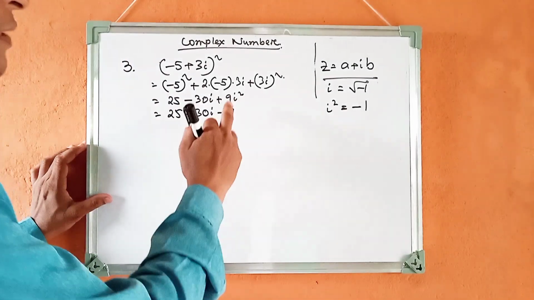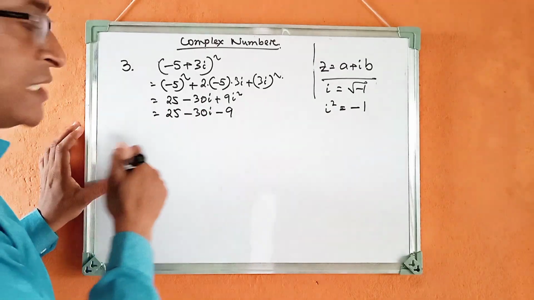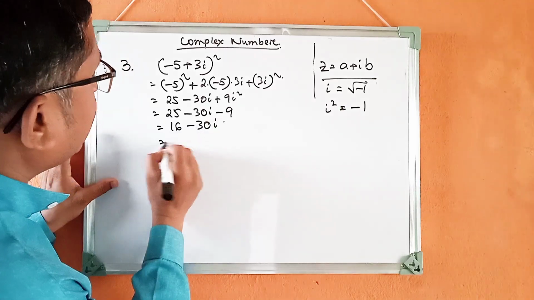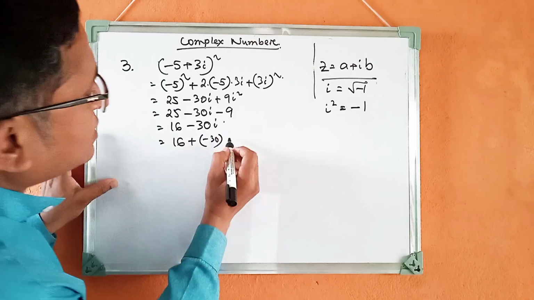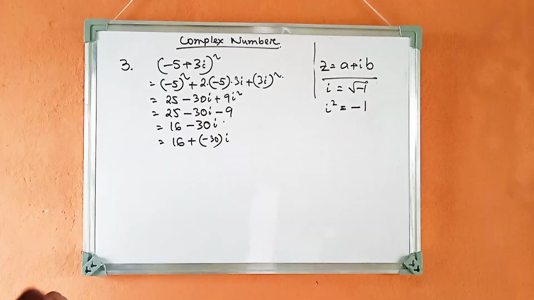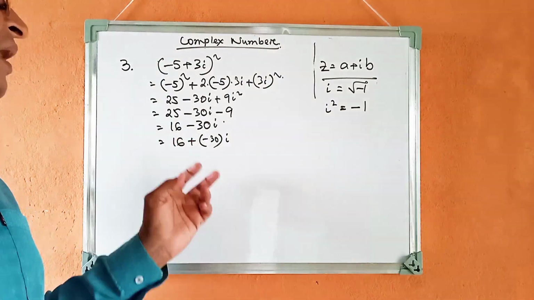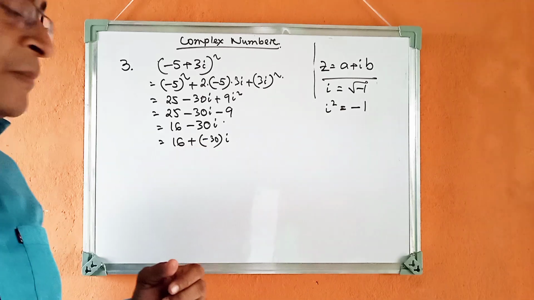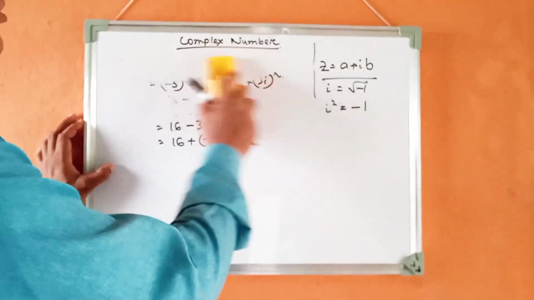i square means minus 1, so 9 into minus 1, that is minus 9. So 25 minus 9, that is 16. So 16 minus 30i. Okay, so we get 16 plus minus 30 into i. This is the standard form. Okay, this is the answer. z is equal to 16 plus minus 30 into i. So real part is 16 and imaginary part is minus 30. Okay, and next example.